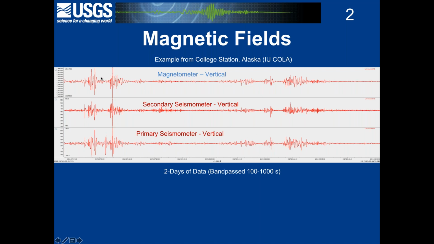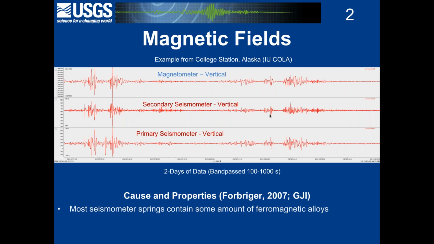But if you look at the magnetometer data, you see that you have the same signal. So all these things we're seeing on the seismometer here aren't actually surface waves like they might appear on first inspection. They're actually just the seismometer responding to changes in magnetic flux. So why are seismometers sensitive to changes in the magnetic field?